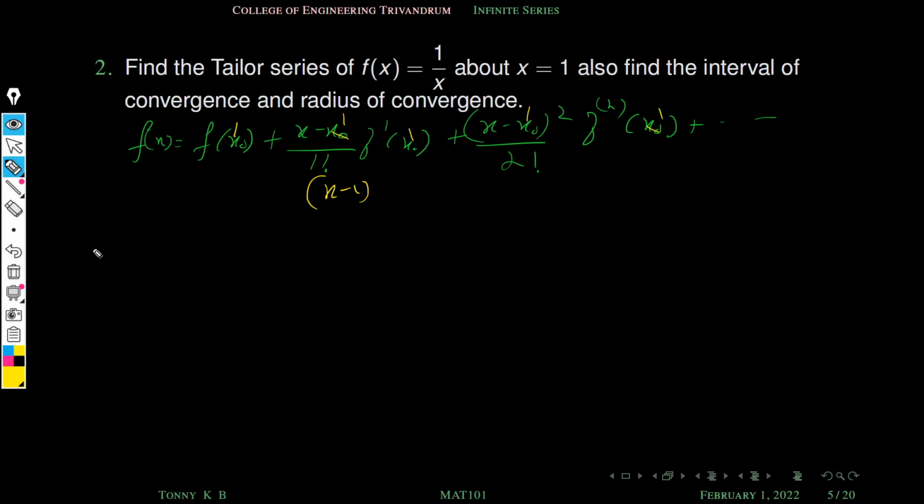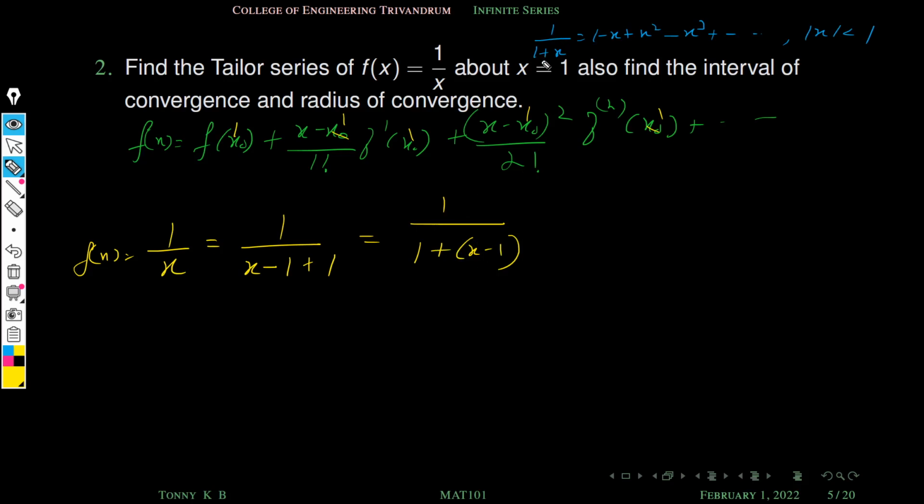consider the function f of x, that is 1 by x. So I'm going to convert this x in terms of x minus 1. That means you subtract a 1, so plus 1, right? So this is equal to 1 by, you can rearrange this like this, 1 plus (x minus 1). Now this is of the form 1 by 1 plus x, right?